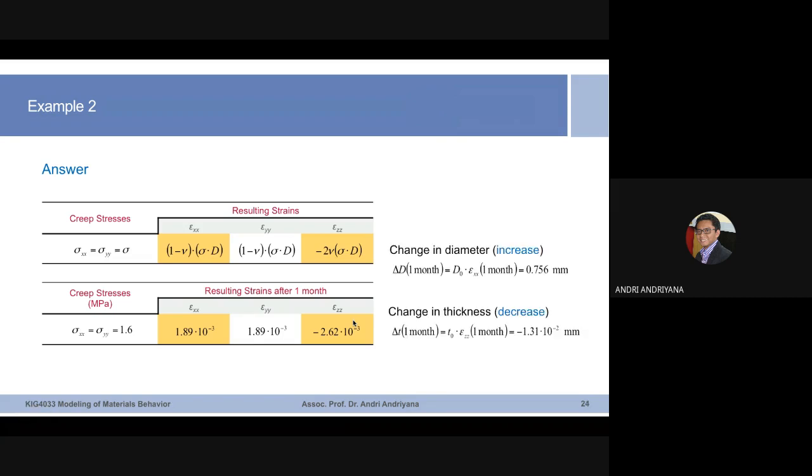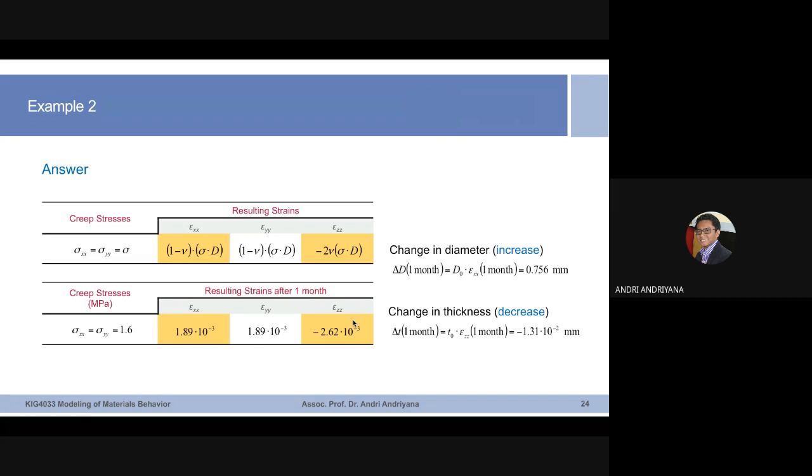Calculating further the change in diameter, delta d is simply the initial diameter times epsilon xx or epsilon yy. We found it is 0.756 mm positive, which means that the diameter will increase. The change in the thickness can be obtained from epsilon zz, the radial strain. Delta t is simply t0 times epsilon zz, and we have minus 1.31 times 10 to the power of minus 2 millimeter. We have a decrease in the thickness.